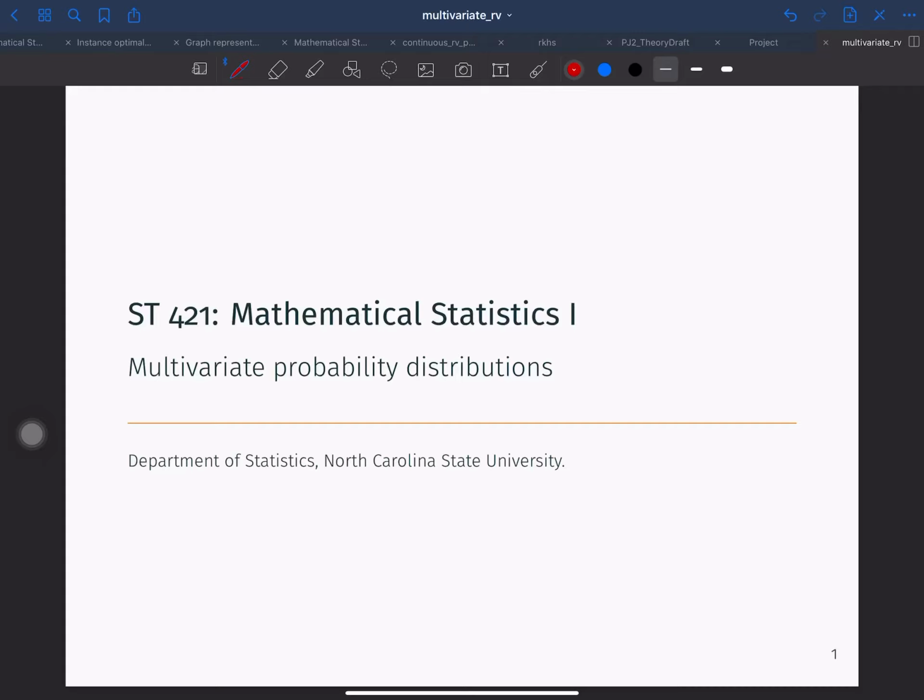We will continue our discussion of Mathematical Statistics 1 by talking about the multivariate probability distribution. So this is chapter 5 of the textbook.